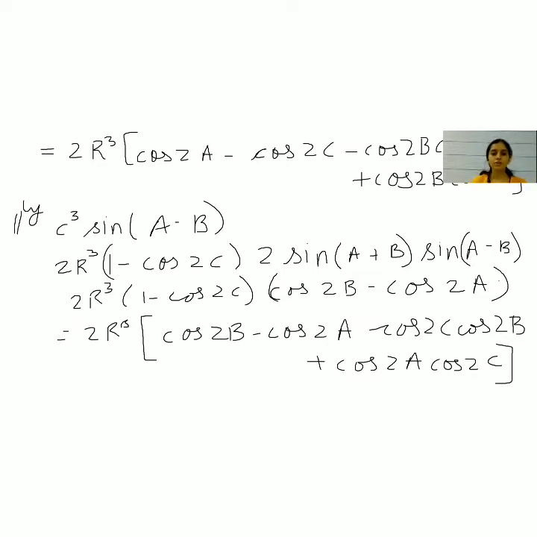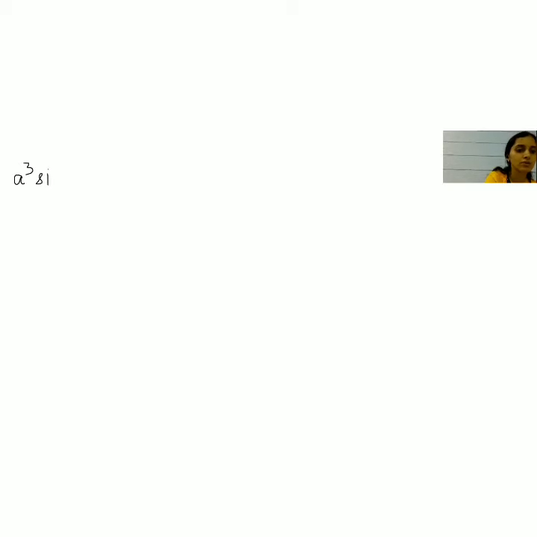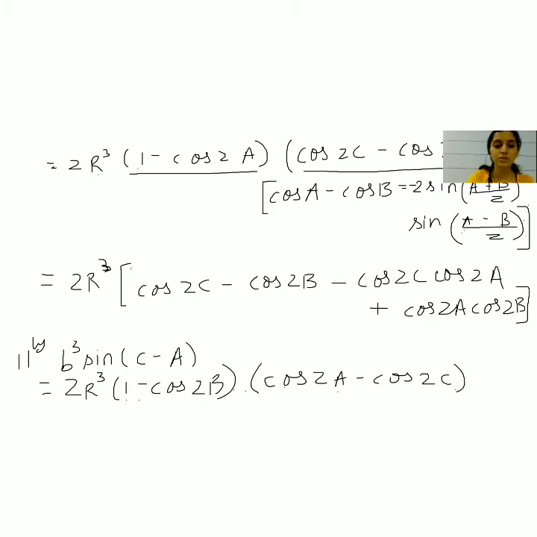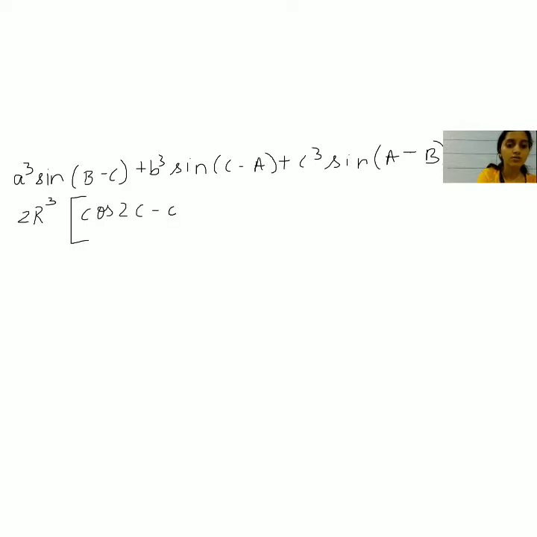Now, if you observe, we are going to add each of these brackets. In each bracket, 2r cube is common. So what I'll do is write the left hand side, a cube sine of b minus c plus b cube sine of c minus a plus c cube sine of a minus b is equal to, and then we write all the three terms that we found by expansion. 2r cube is common for all of them. So let us begin with the first term. What is the first term? 2r cube as it is, cos 2c minus cos 2b.